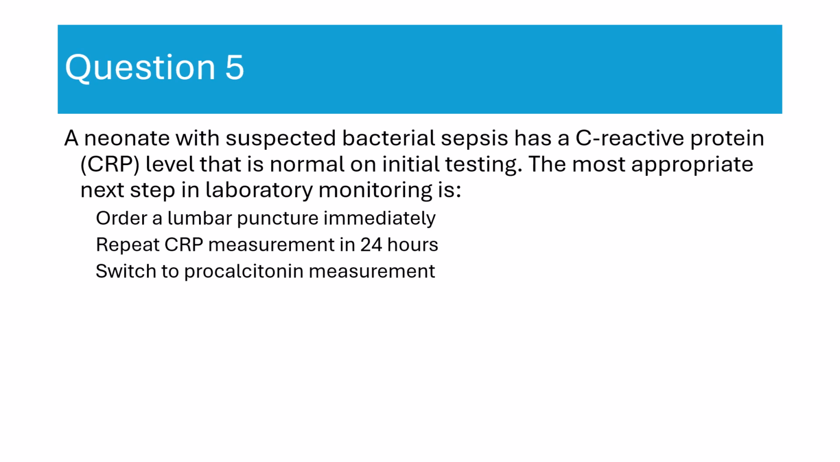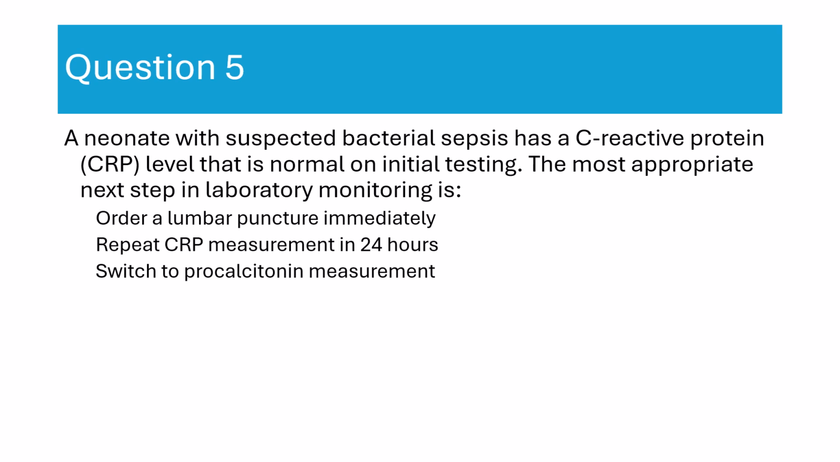This is correct because CRP has low sensitivity, about 60%, in the initial phase of infection. It typically rises 6 to 8 hours after the onset of infection and peaks at 24 to 48 hours. Serial measurements significantly improve diagnostic accuracy and are more valuable than a single determination.